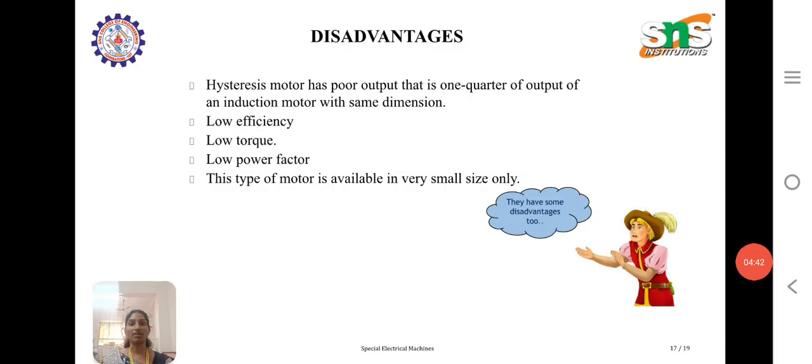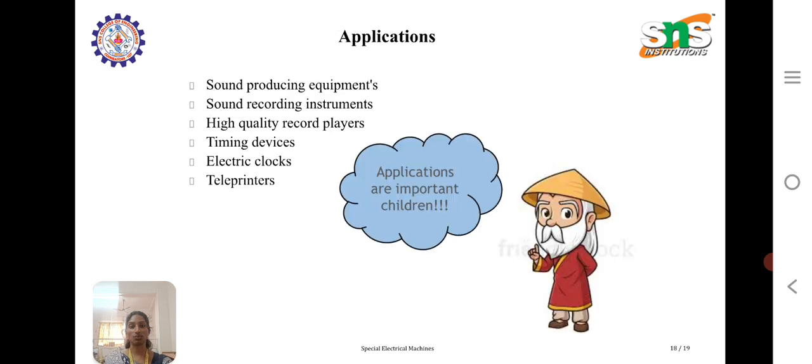Coming to disadvantages, hysteresis motors have poor output, that is one-fourth of the output of an induction motor with the same dimensions, low efficiency, low torque and low power factor, and this type of motor is available in very small sizes only.